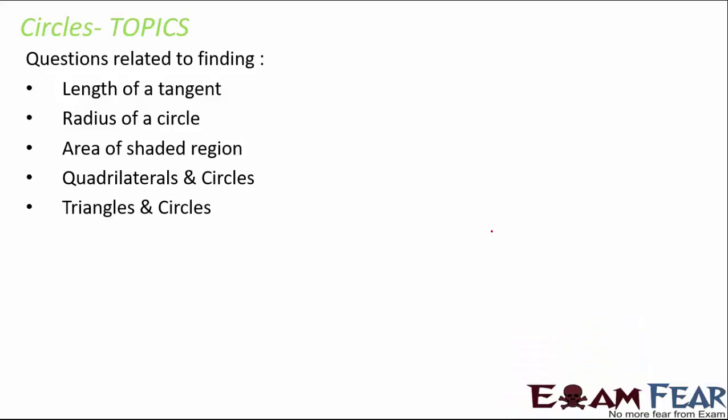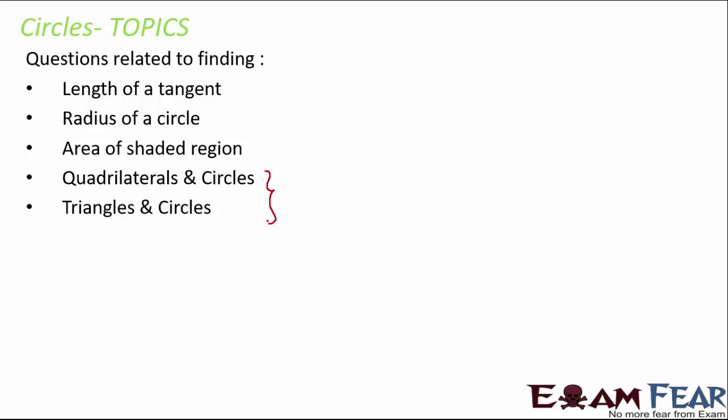Some of the important areas from where you can expect questions are questions related to finding the length of a tangent, radius of a circle, area of shaded region, quadrilaterals and circles, triangles and circles. Majorly in this particular section, you often get questions where you would see a quadrilateral inside a circle or a triangle inside a circle, and they would make some area shaded. They'll ask you to find out the area of that shaded region and things like that.